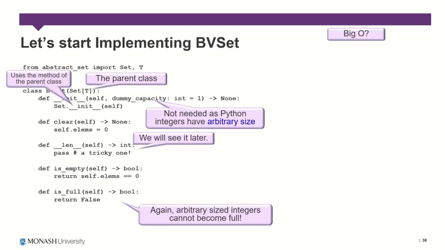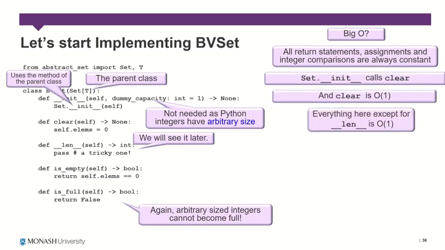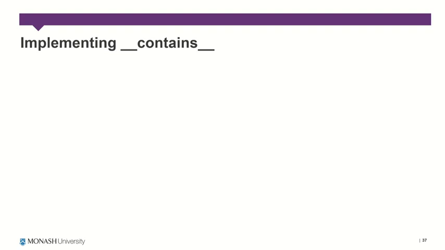Big O complexity: all return statements, assignments, and integer comparisons, we're going to assume can be done in constant time. The set init calls clear, but we also know clear is O(1), so that's pretty straightforward. And therefore, everything here, except for length, is going to be O(1). Like we said, because it's trickier, we'll look at the complexity of that a little bit later.